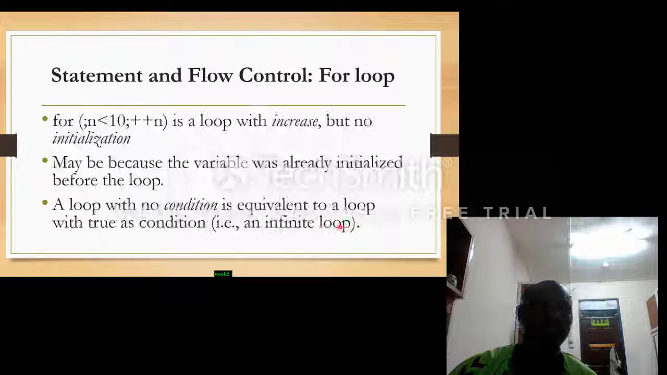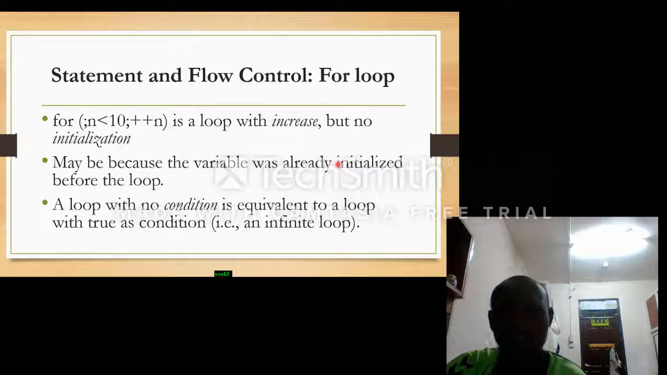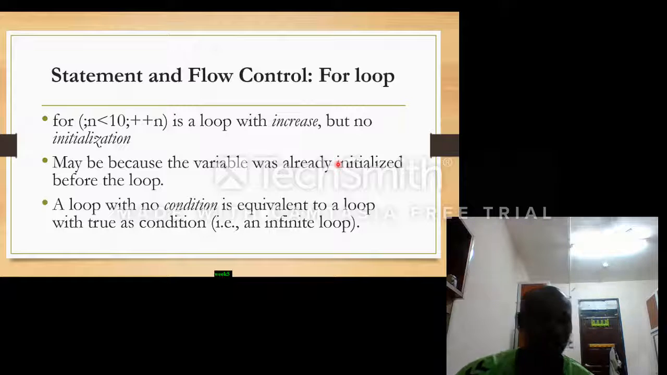Okay. Apart from this, you can have something like this: for semicolon n less than 10 semicolon plus plus n. It's a loop with increase but no initialization in this case, maybe because the variable was already initialized before the loop. A loop with no condition is equivalent to a loop with true as condition. That is an infinite loop. One has to be very careful when writing a program using loops, so that one does not fall into an infinite loop. Okay.